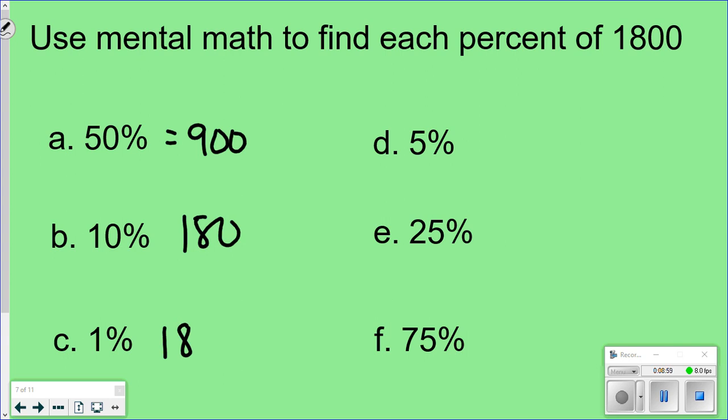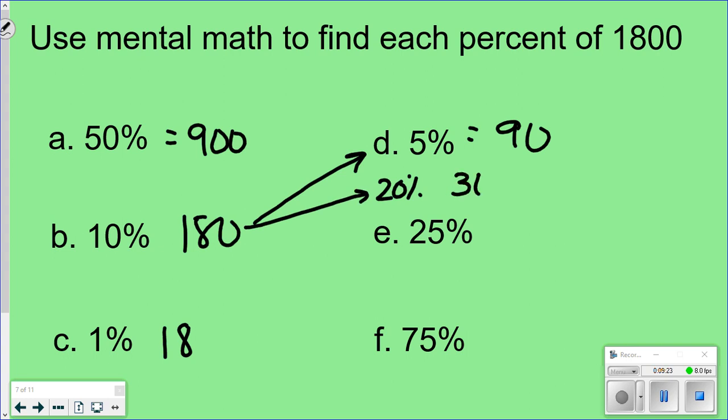Now 5%, I'm going to use 10 to help with my 5. If I know 10% is 180, I'm going to cut that in half to find 5%. That would be 90. Let's see. I'm also going to find 20%, and to do that, I'm going to also use my 10. So it'll be 180 plus 180, which would be 360.